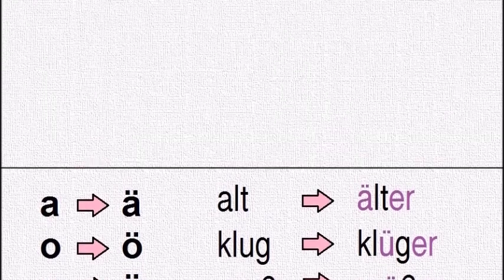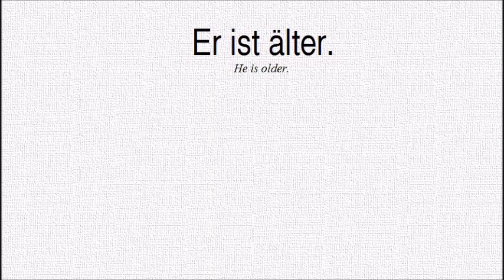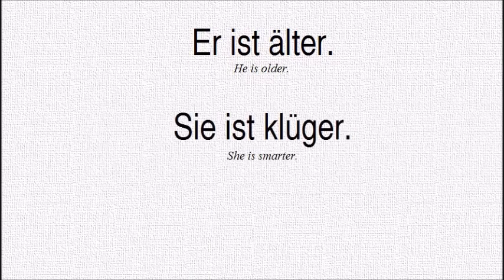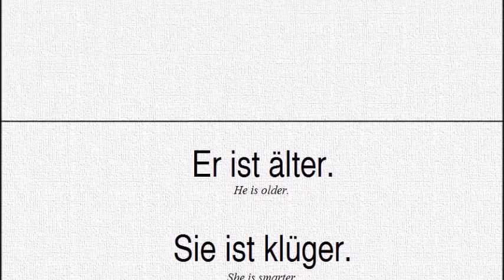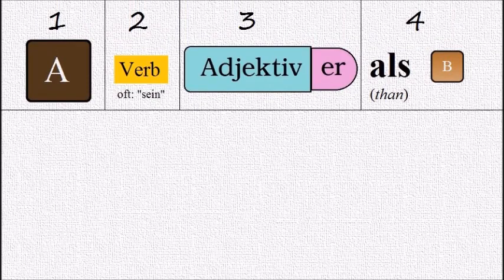Let's look at some examples. Er ist älter. He's older. Sie ist klüger. She is smarter. Das Haus ist größer. The house is bigger. You can add als afterwards, which means than, and add the person or thing you're comparing it to.